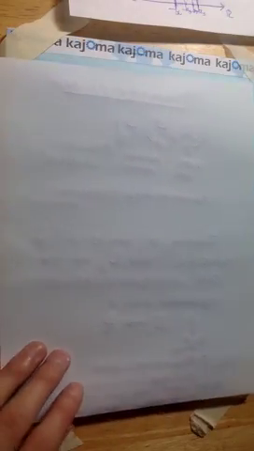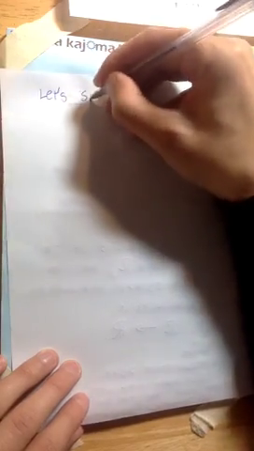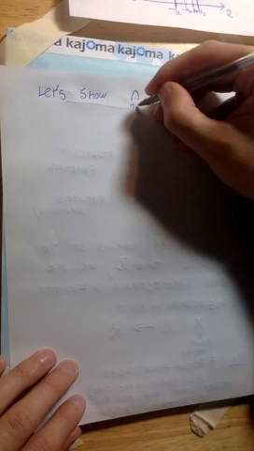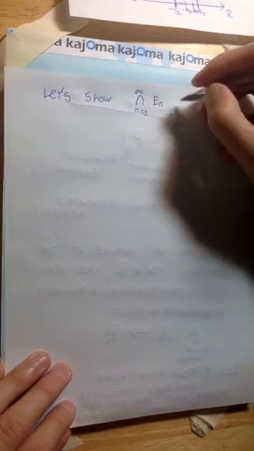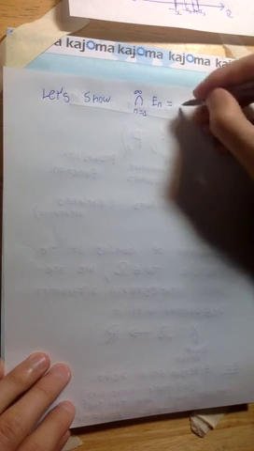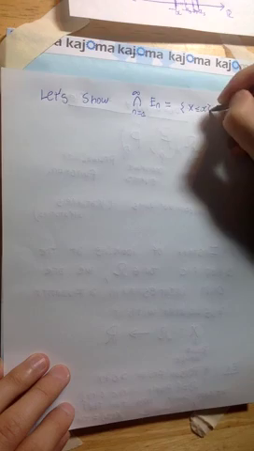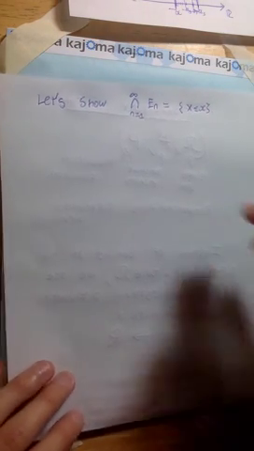All right, so let's show that the intersection of n equals 1 up to infinity of E_n is equal to {X ≤ x}. Okay?